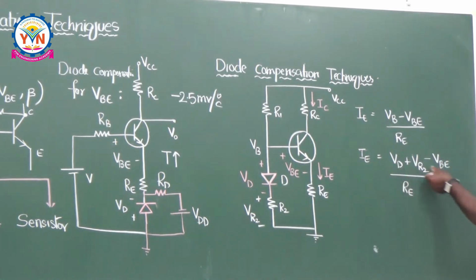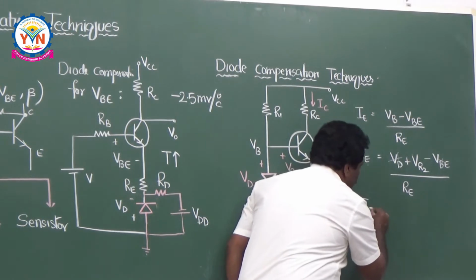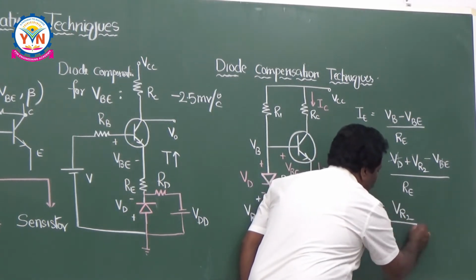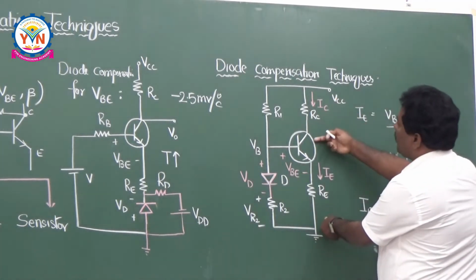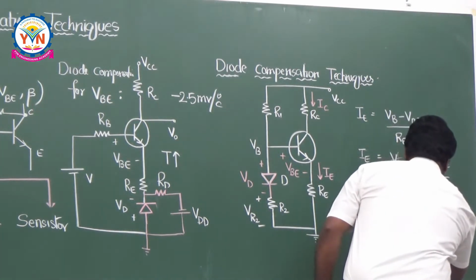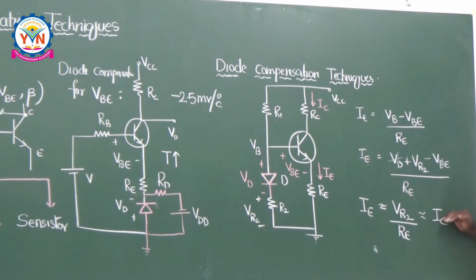Now you can say, suppose VD increases, VBE decreases. So the changes are in opposite direction. So they are tracking with each other. So you can neglect the effect of these two. So finally you can say your IE is approximately equal to VR2 divided by RE. What is IE? The emitter current is almost the collector current. So this is approximately equal to IC. Then I can say your collector current is actually depending on only VR2.